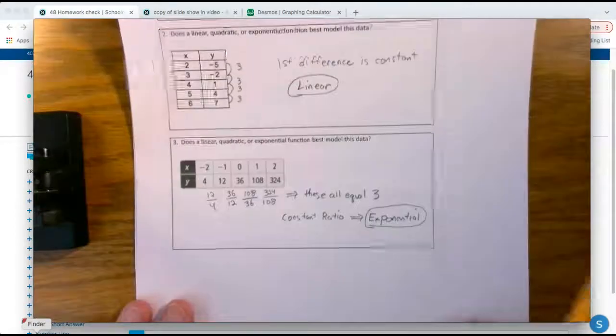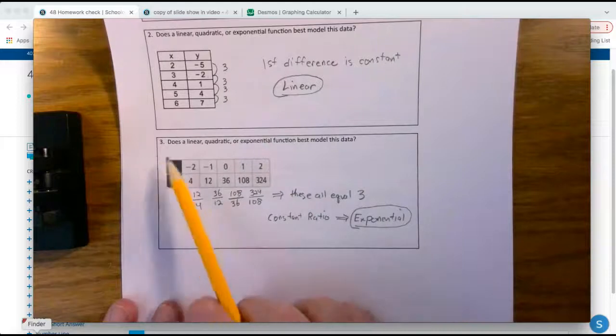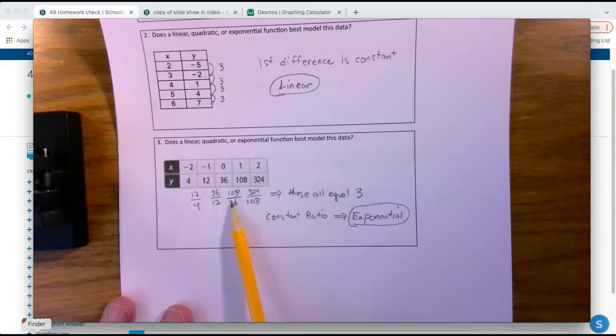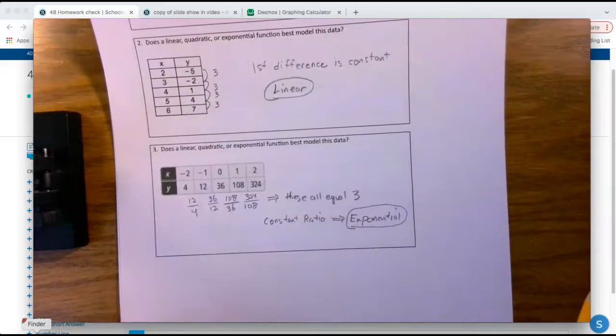All right, guys, the third one, if you look at it, it's the ratios. 12 divided by 4, 36 divided by 12, 108 divided by 36, 324 divided by 108 right here. These all equal 3. The ratio goes up by 3 each time, multiplied by 3 each time. It's exponential, a constant ratio, exponential.